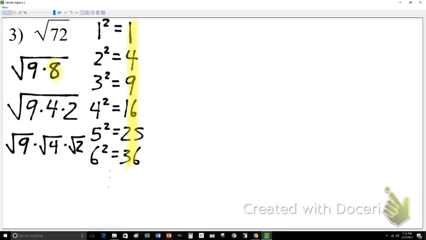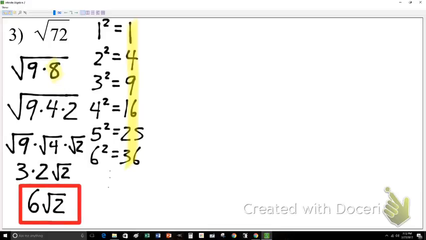The square root of 9, why that's 3. The square root of 4, that's 2. And the square root of 2 just remains as the square root of 2. It's an irrational number. We have 3 times 2 out front, we remultiply them, and we have 6 square roots of 2. Okay?